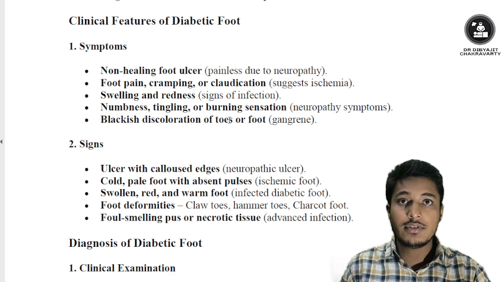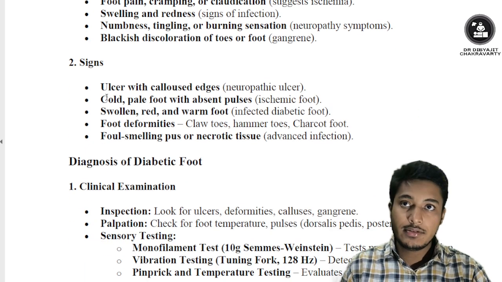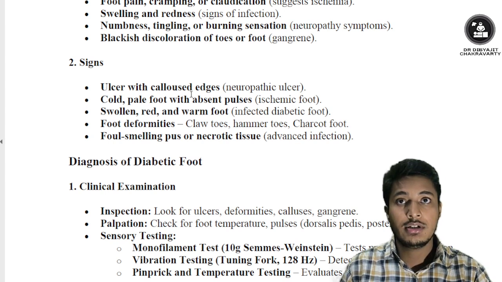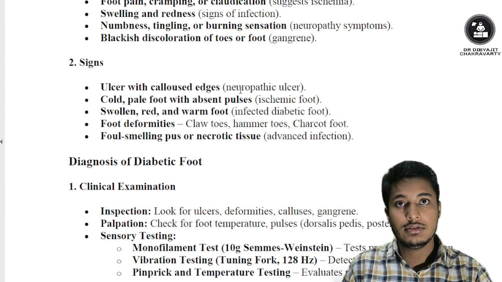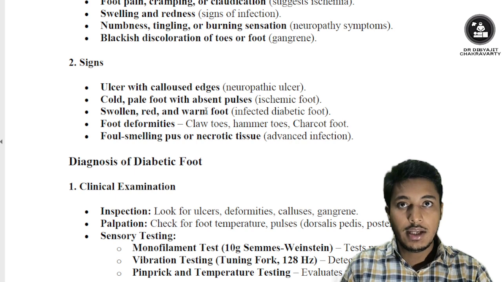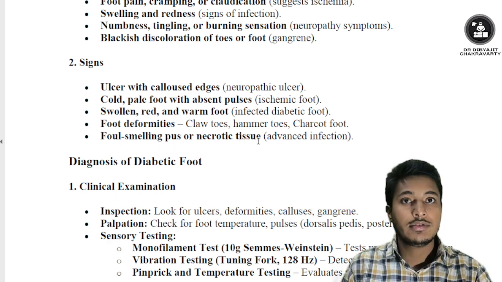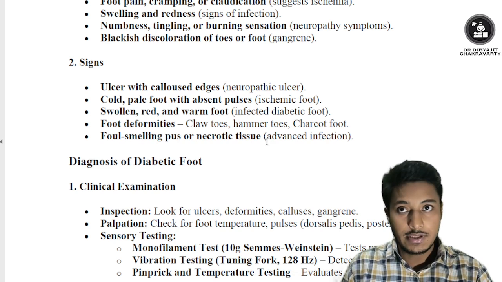Blackish discoloration of the toes or foot suggests gangrene formation. Signs of diabetic foot are ulcers with callous edges, that are neuropathic ulcers; cold, pale foot with absent pulses, which suggests ischemic foot; swollen, red and warm foot, that is infected diabetic foot; foot deformities like claw toes, hammer toes, Charcot foot, etc. Foul smelling pus or necrotic tissue due to advanced infections.